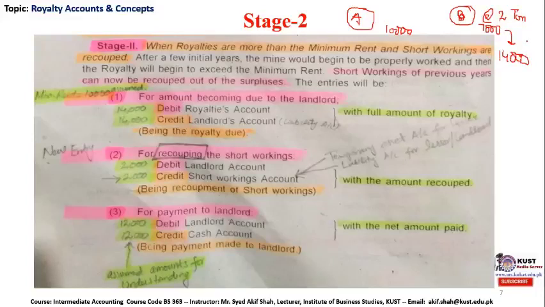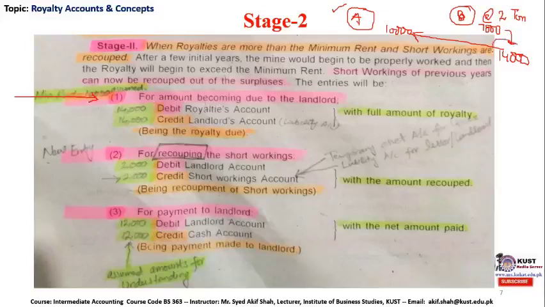So here it is the case that when the royalty is greater than the minimum rent to be paid to the lessor or landlord, party A, then what to do? Firstly, when the royalty fee is greater than the minimum or dead rent, then there is no need at all to maintain the minimum or dead rent account. So we can directly look at this first entry for the amount becoming due to the landlord.